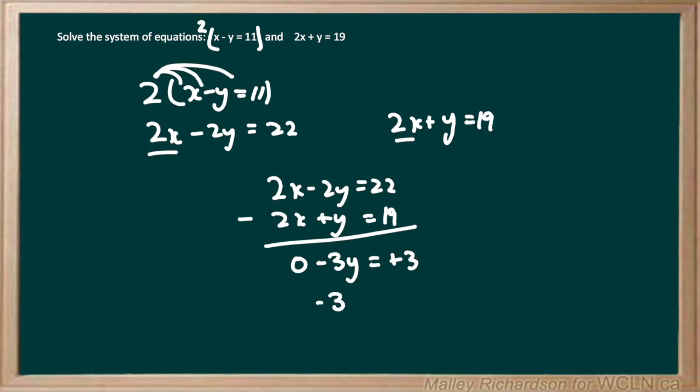Now we're left with -3y equals 3, and to get the y by itself, we'll divide both sides by -3, and we get y equals -1. So now we have what our y equals, we have to find our x.